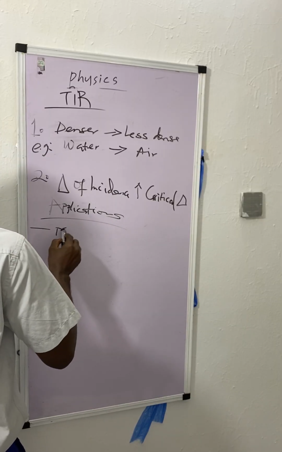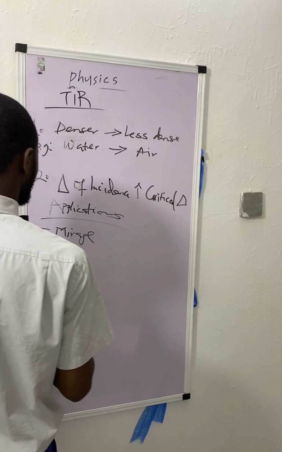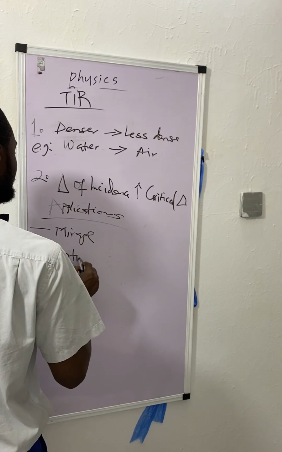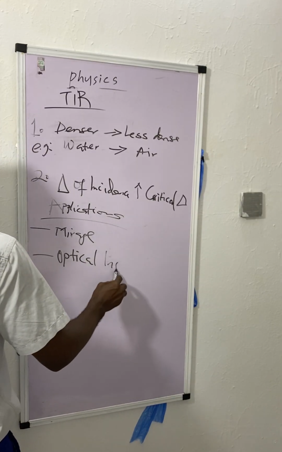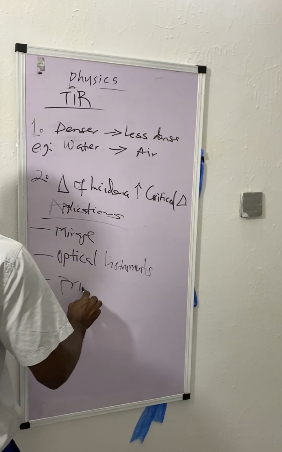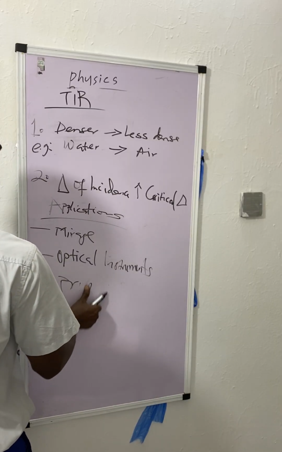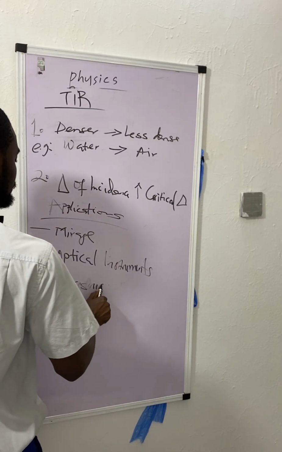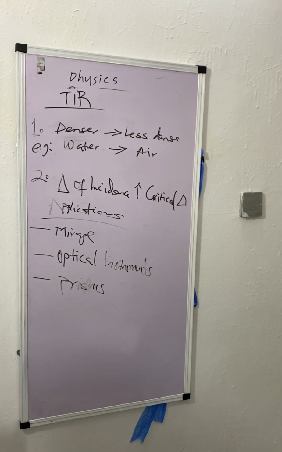Okay, in mirage, optical instruments, and prism. And what? Prisms. All right. Hope we know the meaning of mirage.